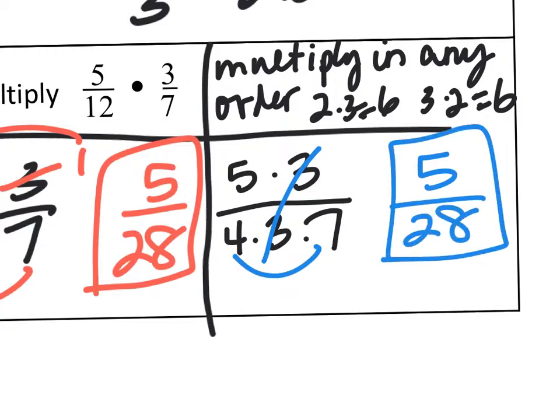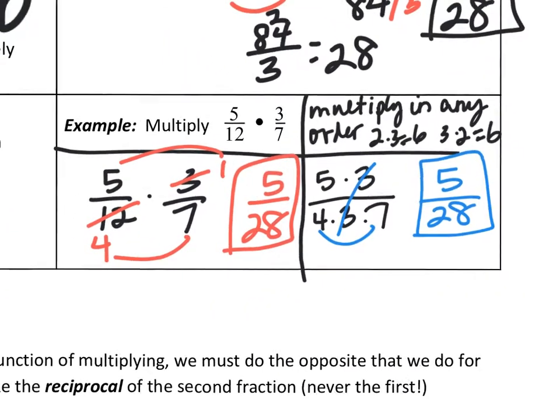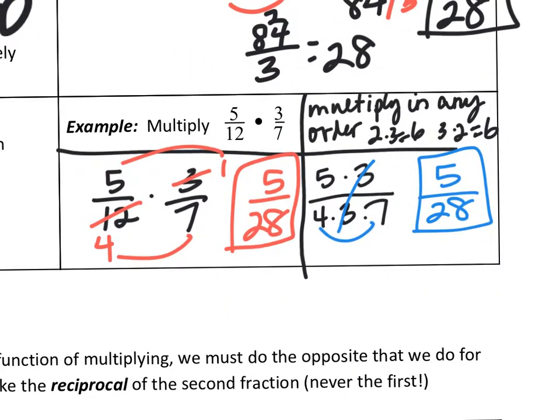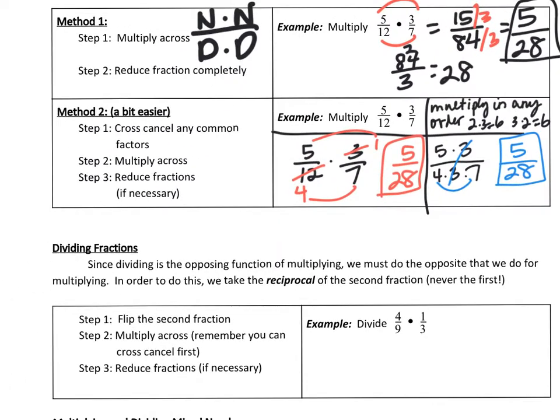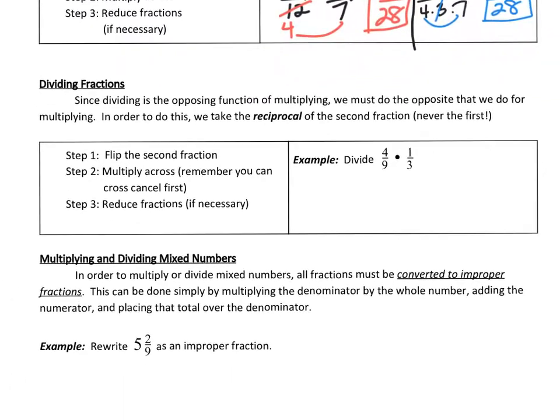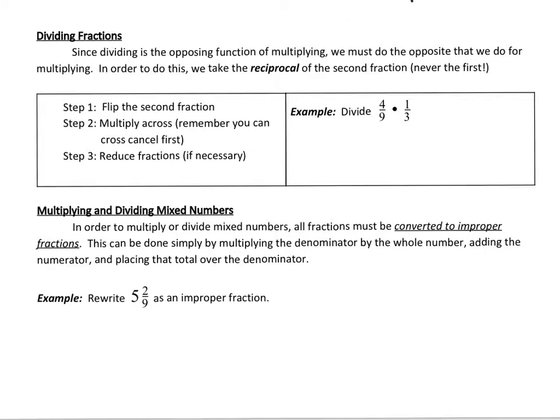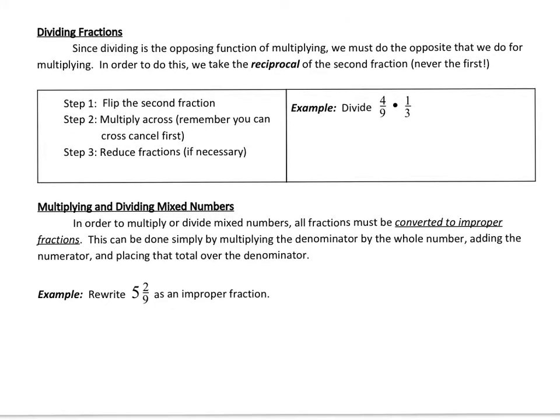Okay? So there's basically 3 methods for you to multiply fractions. I'm going to let you choose the one that you like the best. Okay? Division is closely related, not the same, but very closely related. So it's the opposing function of multiplying, so we need to do the opposite of that.